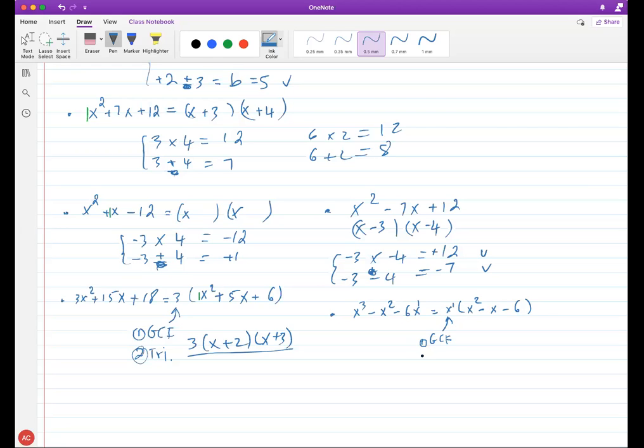Do we factor more? Or can we factor more? Yeah, you can use a trinomial method. That's right. We have a trinomial inside, so we can attempt to do that. So number 2, trinomial factoring. So again, this x should stay here.